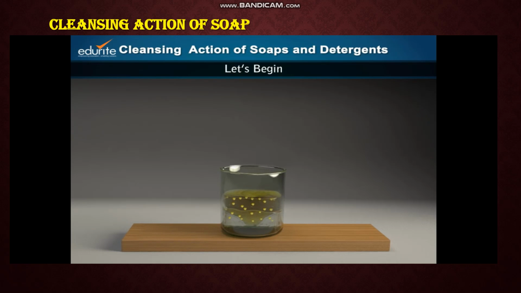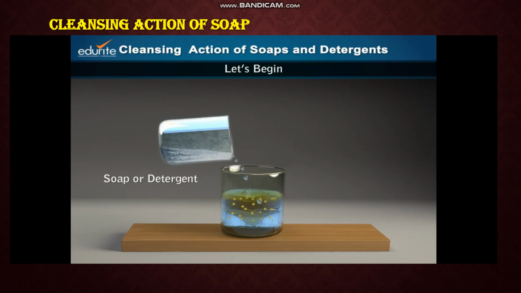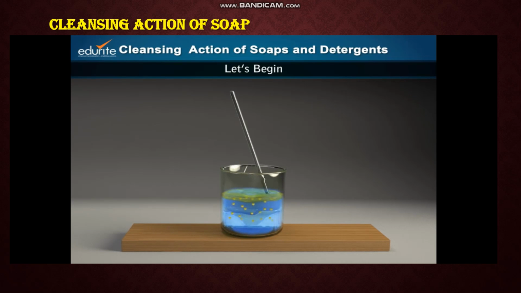What happens if this emulsion is allowed to settle down? The oil droplets slowly coalesce and form a separate layer as before. We can infer that the oil and water emulsion is not a stable system. Let's add some soap or detergent to the mixture and see the magic. Addition of a little soap or detergent before agitating the mixture helps in the formation of a stable emulsion.